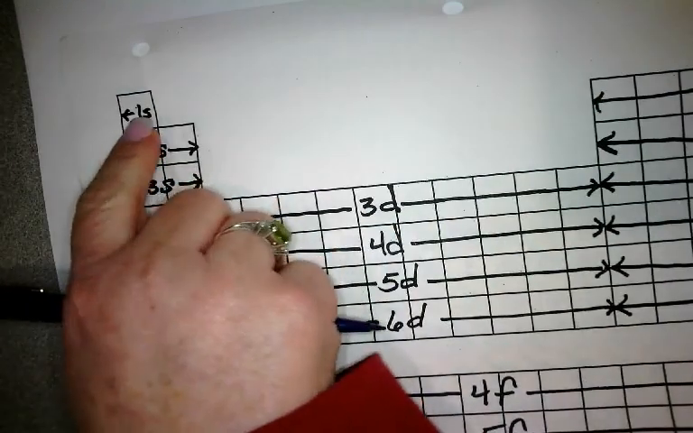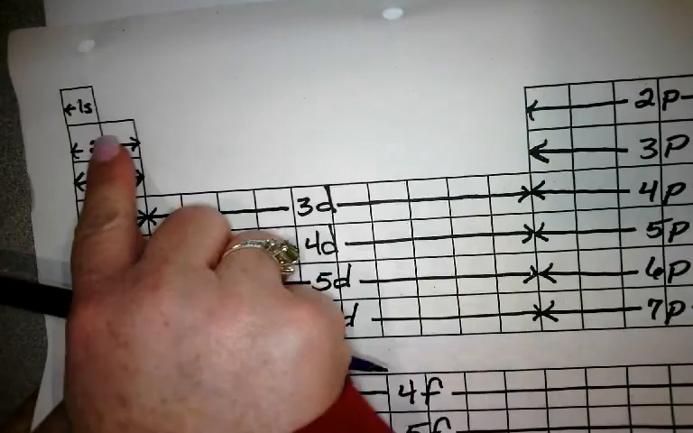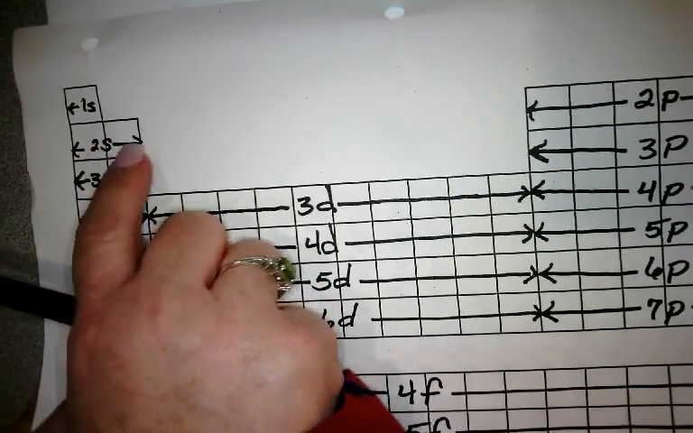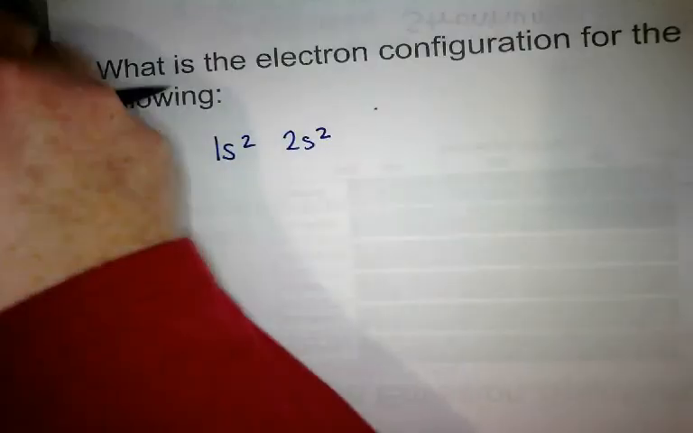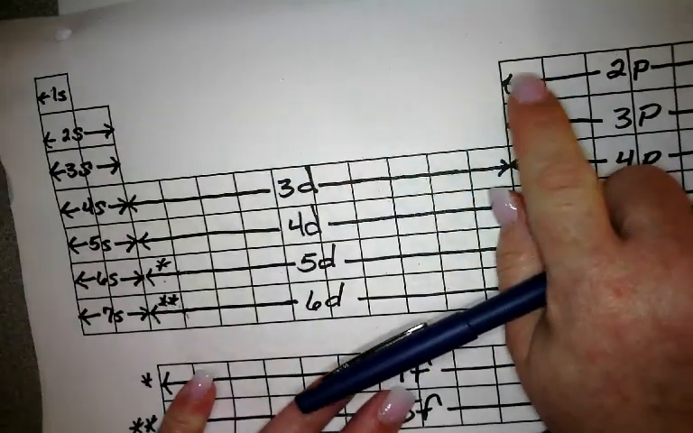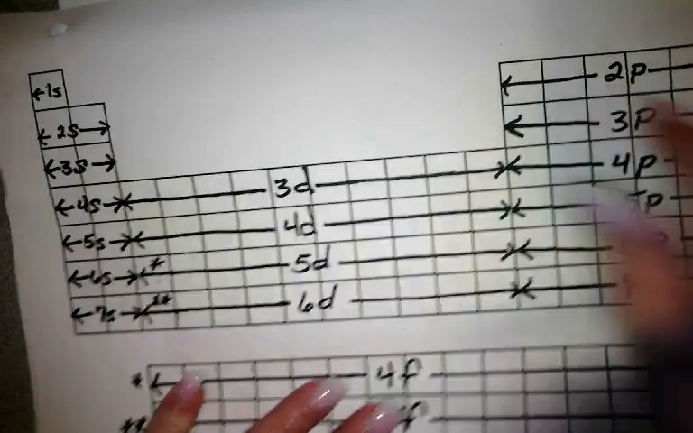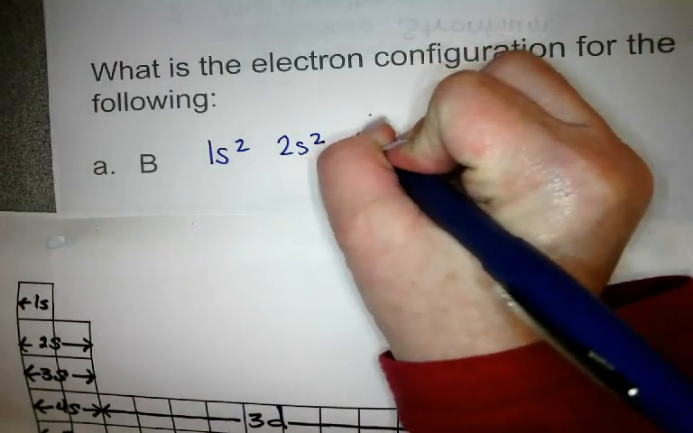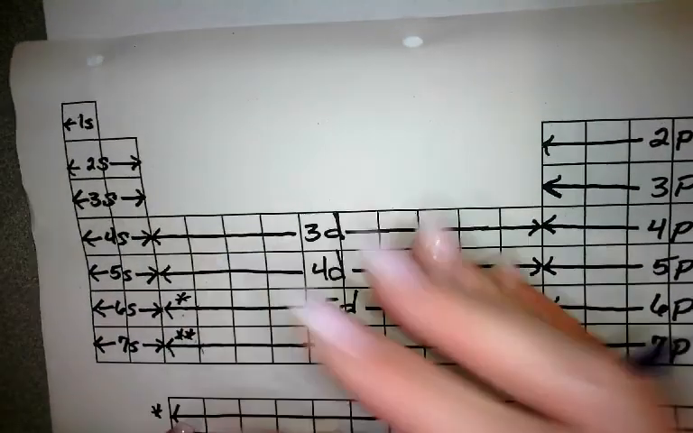Then we go to the next one. So now we have 2s, and then each box is going to be a part. So then we would have 2s2. And then we have boron, which is right here. So then we would have 2p1. Basically, the electron configuration is kind of like the address for the element. It's another way to identify where it's at. So this is what it would look like for boron.